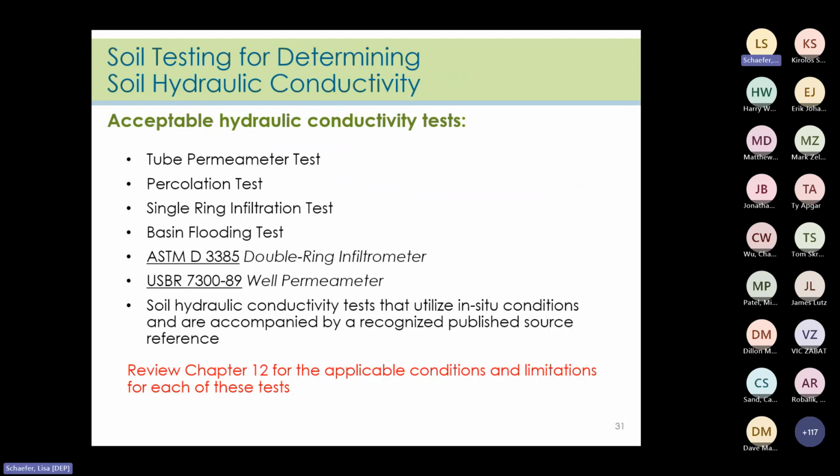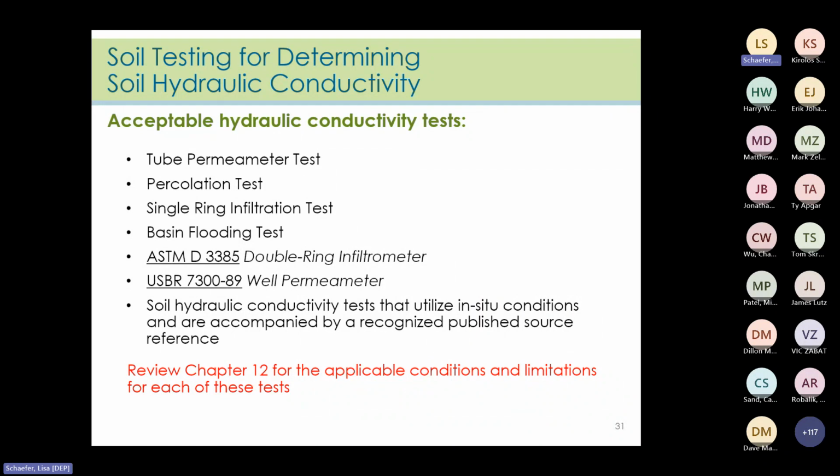All right, so up next is a discussion of what test methods are acceptable for this type of soil testing. This information is in subsection 3 of Chapter 12. Soil hydraulic conductivity can be determined using a tube permeameter test, a percolation test, a single ring infiltration test, a basin flooding test, or a modified basin flooding test. You're going to need to read the specific conditions published in Chapter 12 under which these tests can be used.